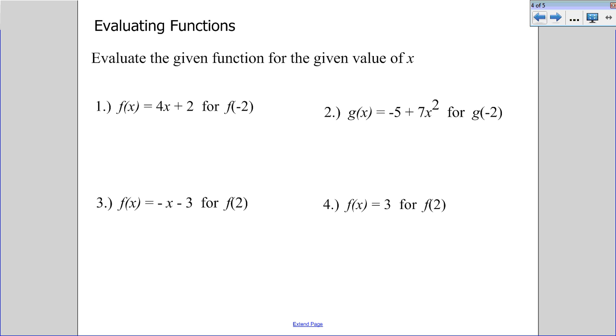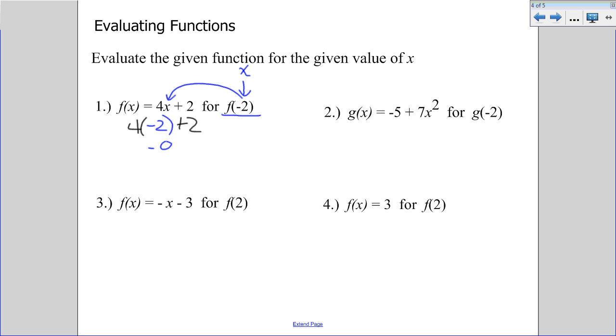Here's the first time to introduce you guys to this function notation. It says evaluate the given function for the given value of x. Remember, this is read as f of x, so that means -2 is your x value. And so the number in parentheses is what you're substituting for x. So this problem becomes 4 times -2 plus 2. So these aren't a whole lot different than what you guys were doing on your test, what you guys were doing in chapter 1, only now we're using this function notation. So now you just type it into your calculator, or you work it out using order of operations.